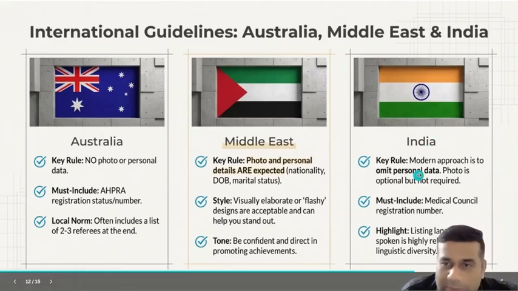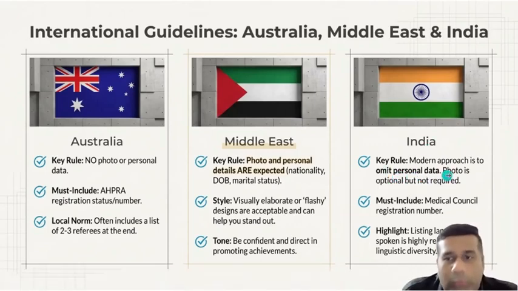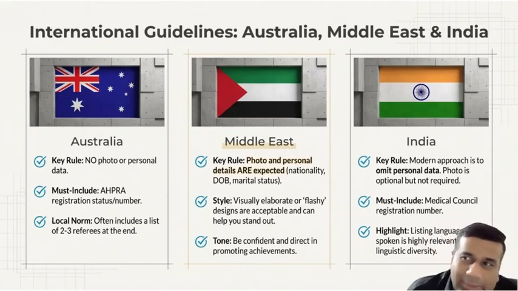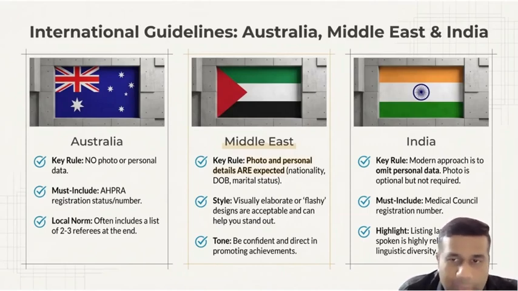And for India, the rules are slightly different. You can include your photo, and traditionally you can include personal details, but in modern times you can omit the personal data. Your NMC registration number should be included. Since there are so many languages spoken in India, your language proficiency is highly valued. Your proficiency in Hindi and other regional languages can be mentioned, which shows you can cater to a linguistically diverse patient population. That's also a good thing in Indian CVs.